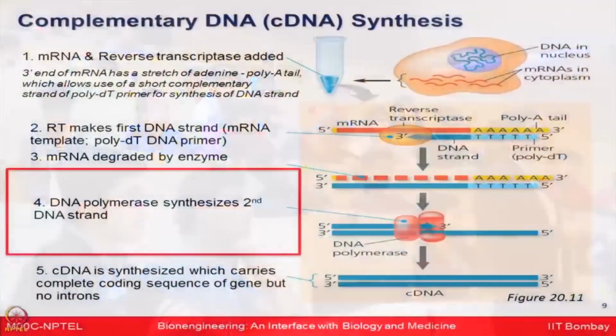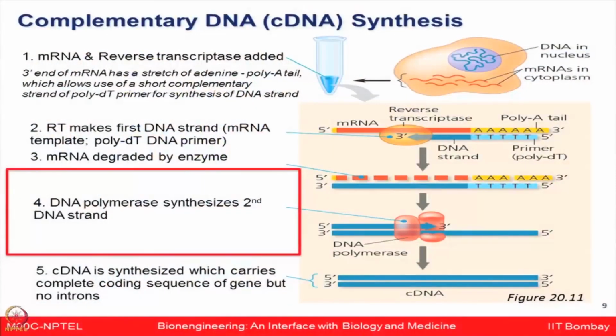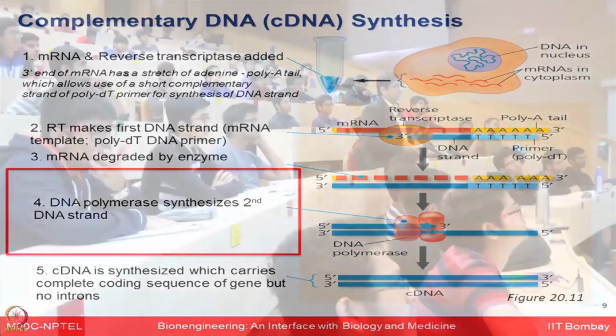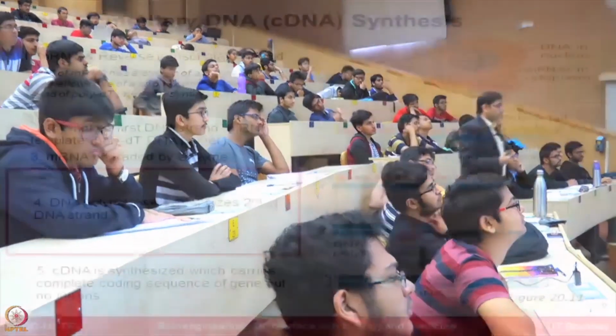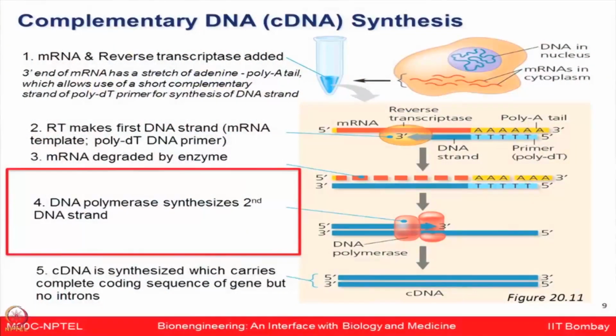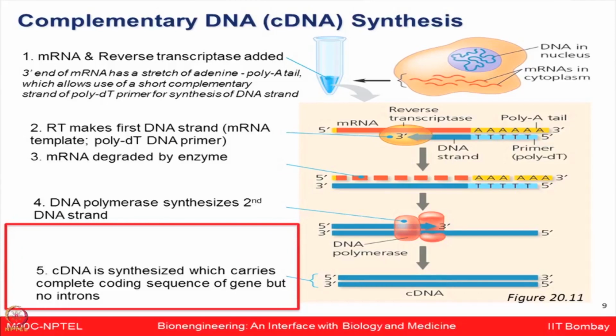So to do that, you are adding enzymes which can degrade the mRNA, and then you are adding DNA polymerase, which helps to synthesize the second strand of the DNA. So the first strand was already synthesized, you degraded the mRNA, and now because of DNA polymerase activity, the second strand is being synthesized. Based on this second DNA strand synthesis, you can see the full cDNA can be made. So in this manner, starting from mRNA, you can convert the whole mRNA into cDNA.